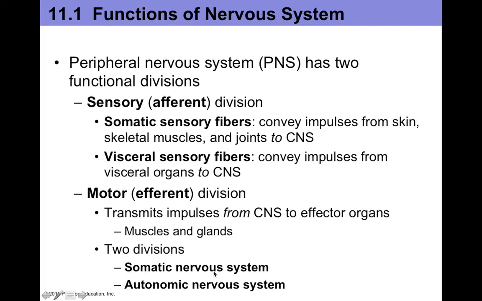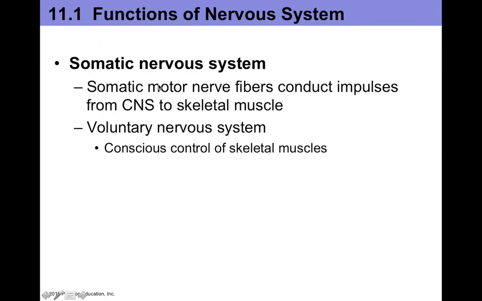Now, the somatic nervous system is what transmits motor impulses to skeletal muscle, and the autonomic nervous system is what transmits motor impulses to the smooth muscle, cardiac muscle, and glands around your body. So the somatic nervous system is basically nerve fibers that conduct information from your brain and spinal cord out to skeletal muscle. We think of the somatic nervous system as the voluntary nervous system because it's under conscious control.